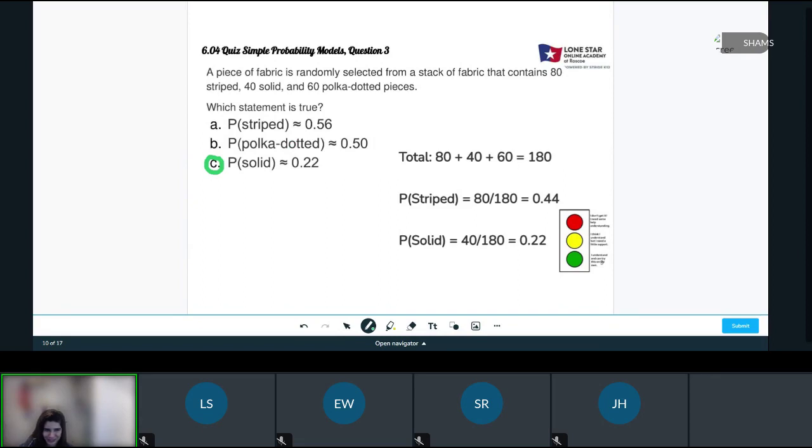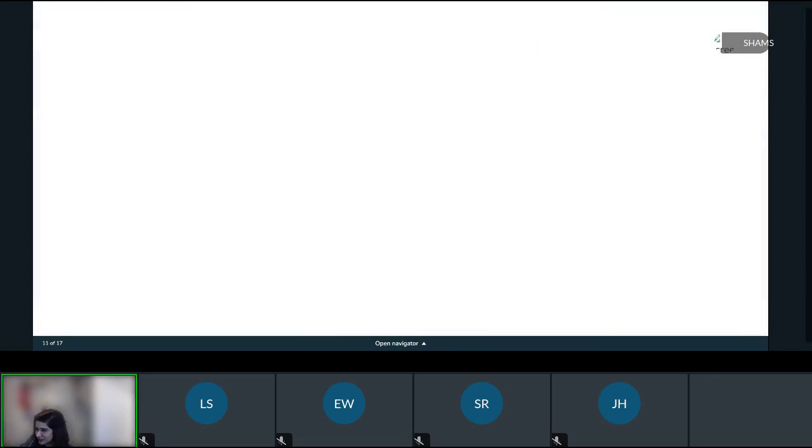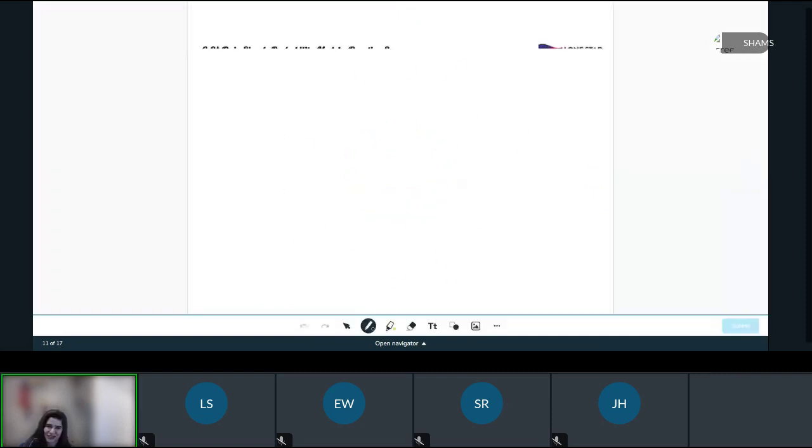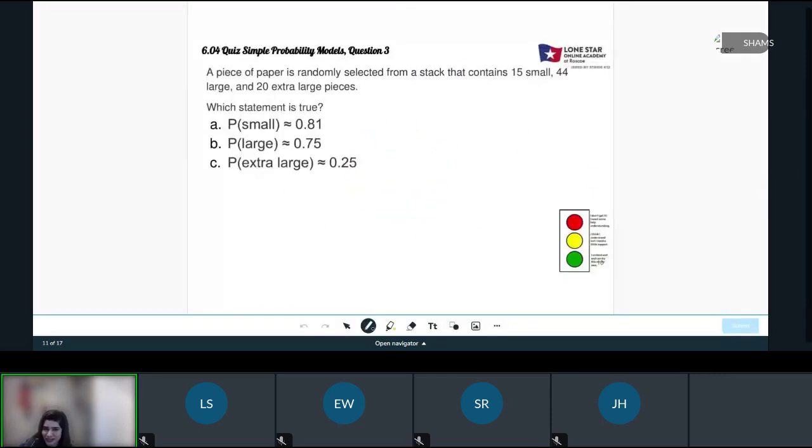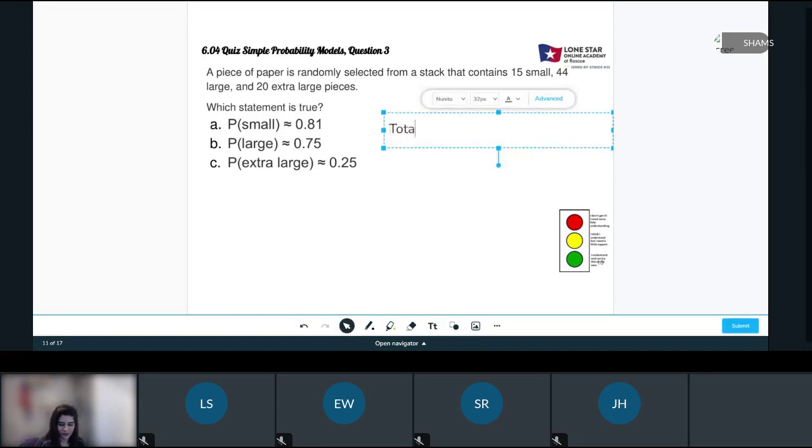Let's go figure out the answer for question 3, variety 3. A piece of paper is randomly selected from a stack that contains, we will find the total. There are 15 small, 44 large, and 20 extra large. That gives me a total of 79. Did that give a total of 79 to everybody? Piece of papers? Yeah? Okay.